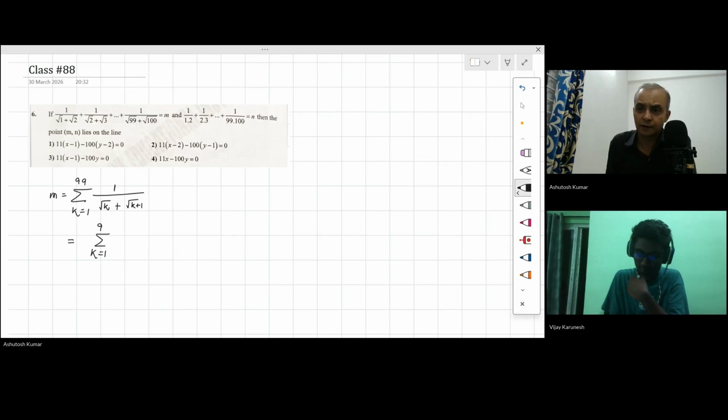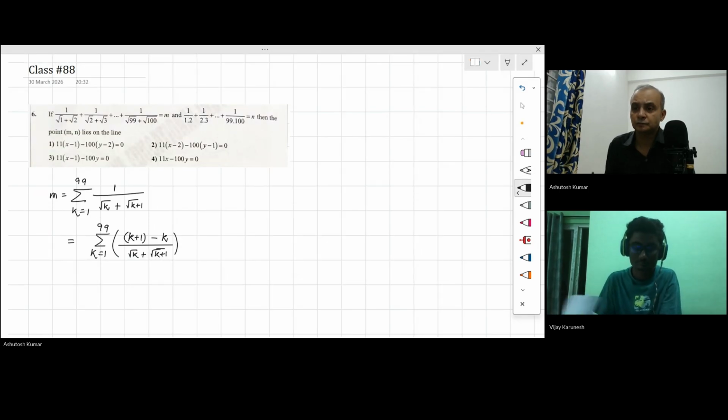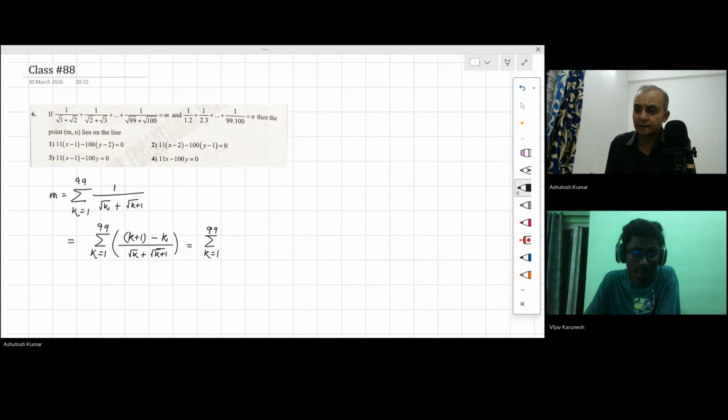Listen, this k goes from 1 to 99, and you want to make it telescopic. How do you make it telescopic? You notice that this 1 I can write as k plus 1 minus k, correct? And this is root k plus 1, isn't it? Yes, sir. This further I can write, k is equal to 1 to 99. Can you see what is happening now?